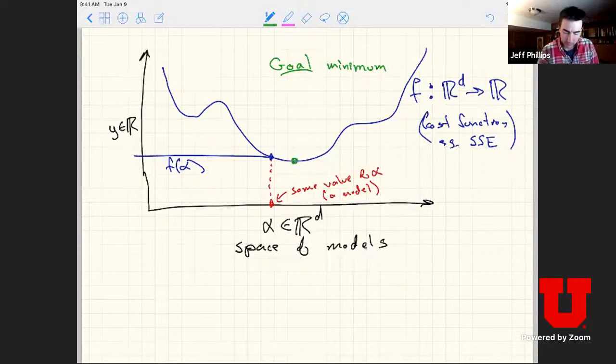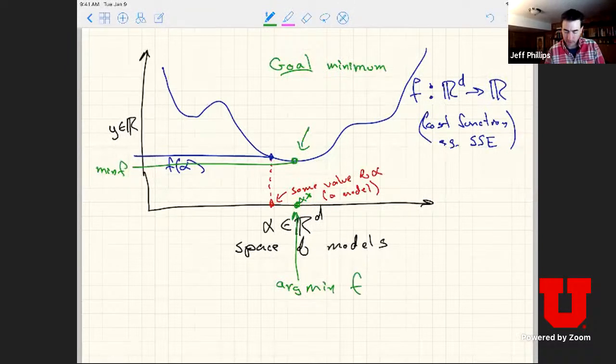So it's going to be right here. You can think of this in two ways. You could think of this point down here as alpha star, the argmin, or you can think of this minimum value. This would be the min of f, and this point would be the argmin of f, right?